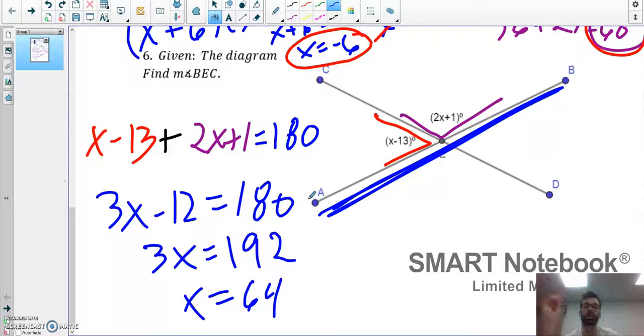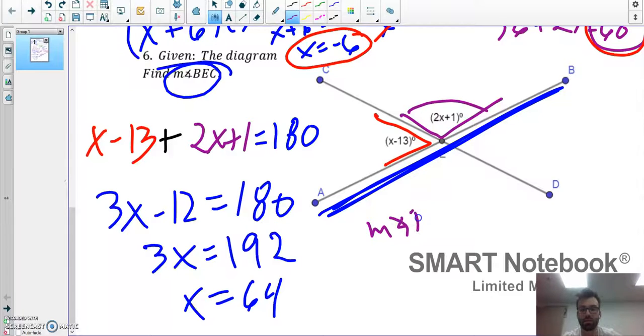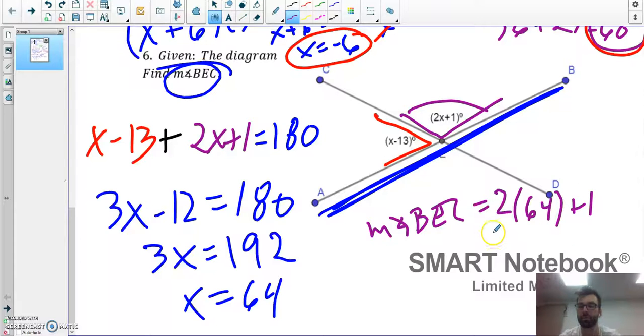Now we're not done yet, right? We want to find the measure of angle BEC. So BEC is our purple angle here. So the measure of angle BEC equals 2 times 64 plus 1. 2 times 64 is 128, plus 1 is 129 degrees.